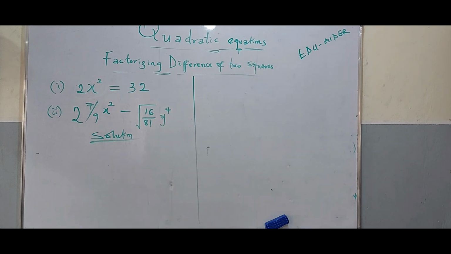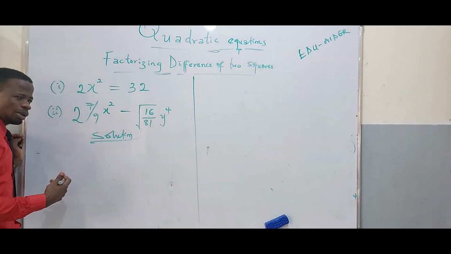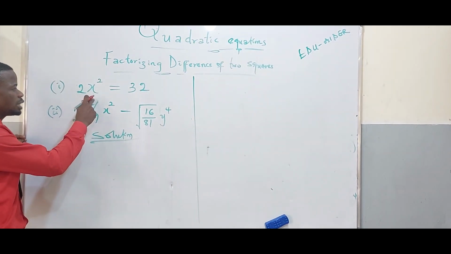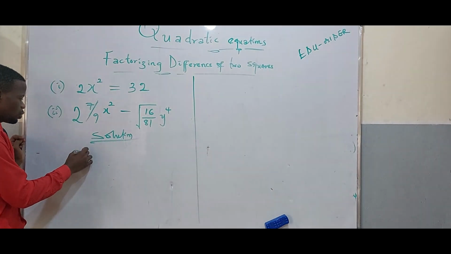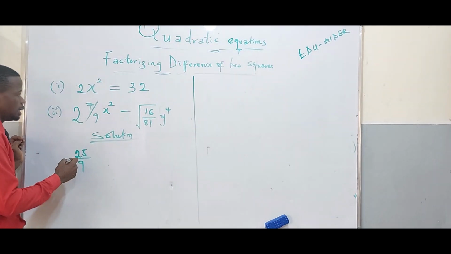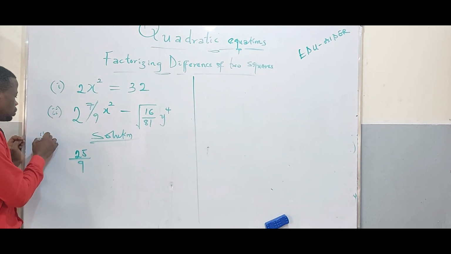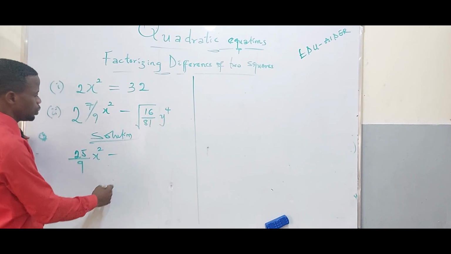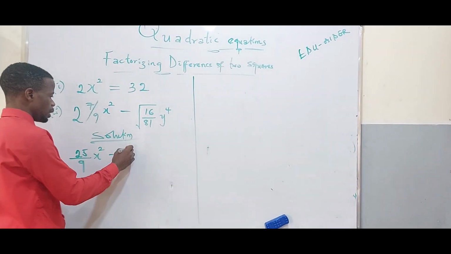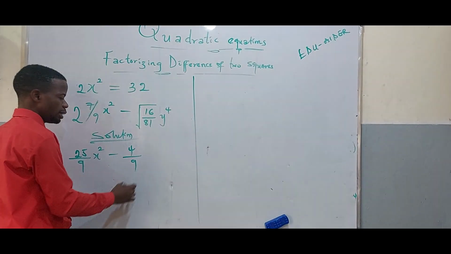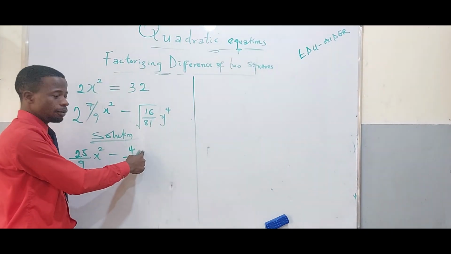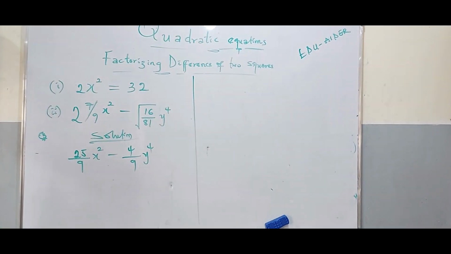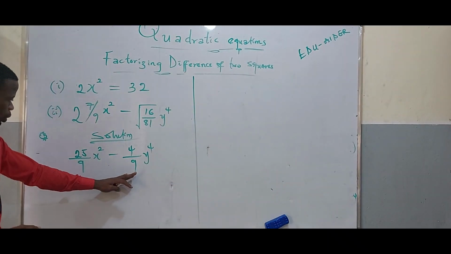And we have the square root also. Simplify this by making it an improper fraction. 9 times this, we have 18. 18 plus this, that is 25 upon 9. Yes. 10 plus 7, yes. So we have x squared, then minus the square root of 16 upon 81. That's 4 upon 9, right? The square is a perfect square, right? So this is a perfect square, and we add y raised to the power 4. Do you see that?